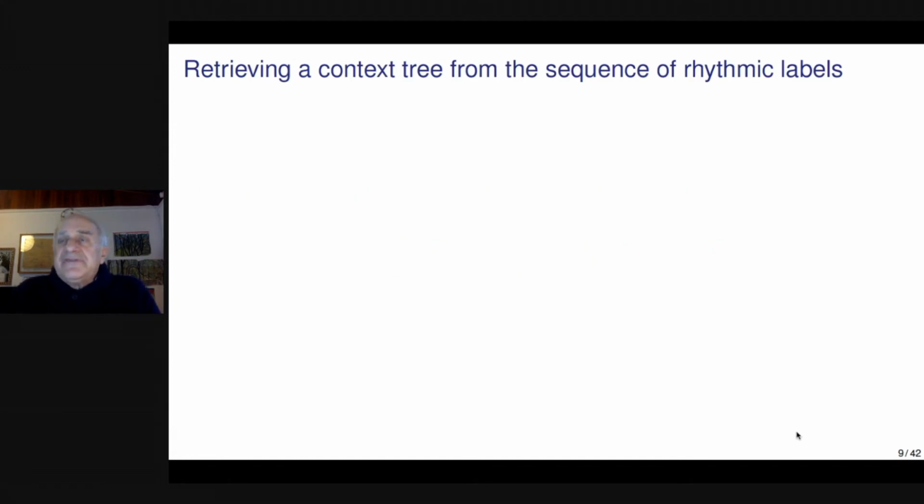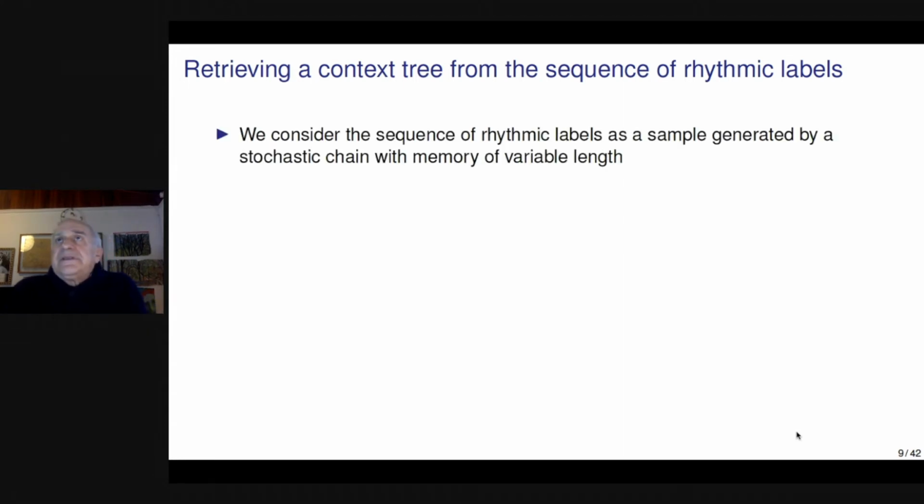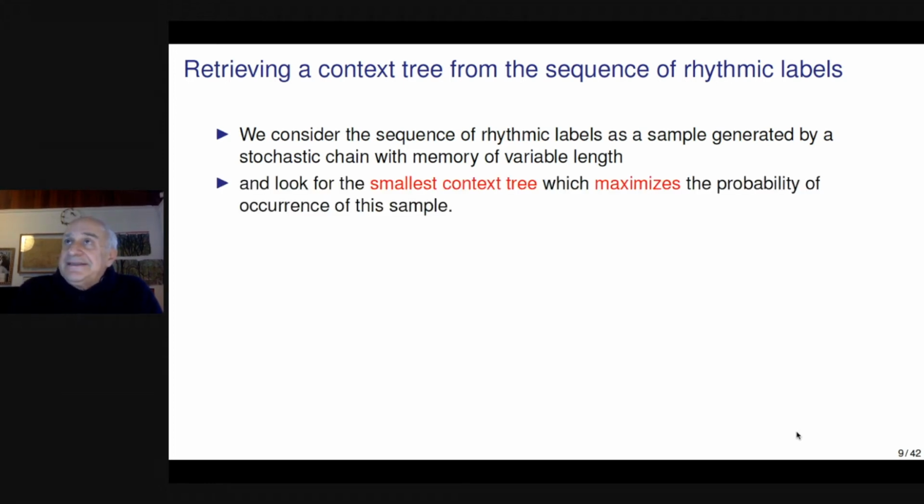We started with written text. We encoded this written text, replacing every syllable by one of the symbols 0, 1, 2, or 3, and also replacing the dots, which represent the end of a sentence, by the symbol 4. And now we consider this sequence of rhythmic labels as a sample generated by a stochastic chain with memory of variable length, and we want to identify the context tree that generated this sample.